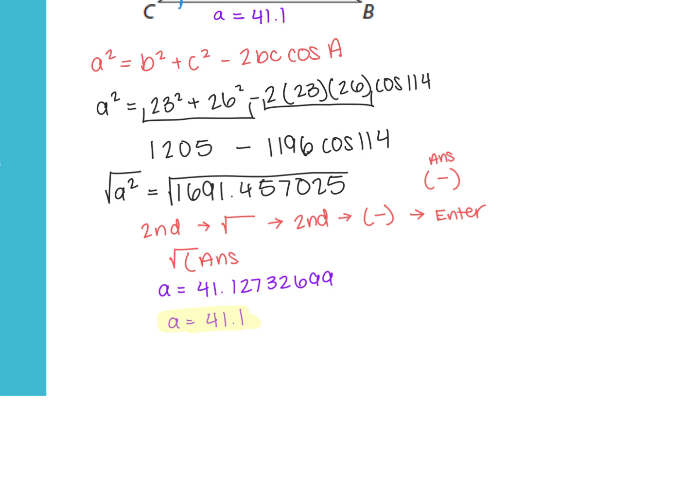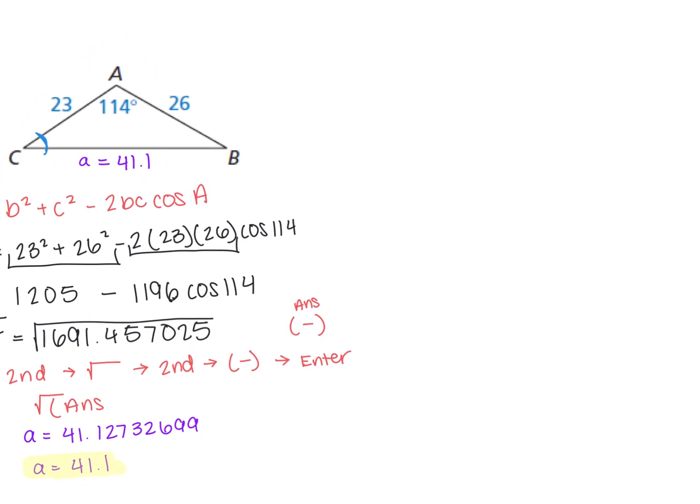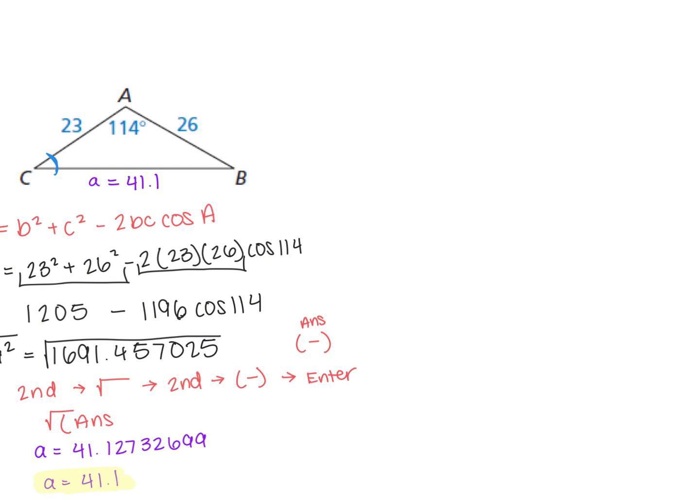So pay attention to how I'm setting it up. Again, I'm solving for an angle, so I want my angles to be on top. I'm going to solve it over here. I'm going to have sine 114 over 41.1 equals sine angle C over 26. Okay, same thing we did before.